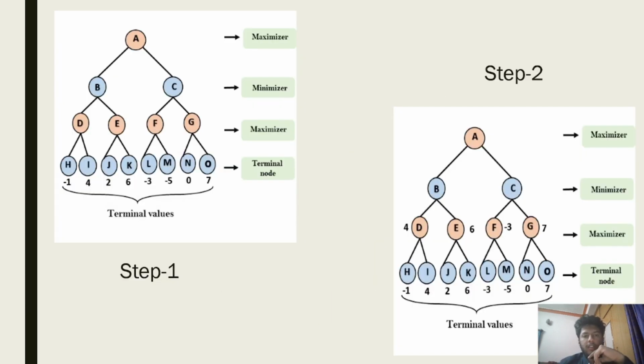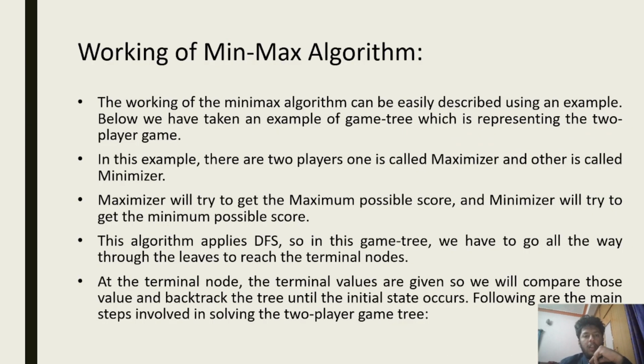So this is the example where we have two players, that is min and max. In this example, one is called the maximizer and the other one is called the minimizer. The maximizer will try to get the maximum possible score, and the minimizer will try to get the minimum possible score. This algorithm applies DFS as we just discussed, and in this game tree we have to go all the way through the leaves to reach the terminal nodes. At the terminal nodes, the terminal values are given, so we will compare those values and use backtracking up the tree until the initial state occurs.